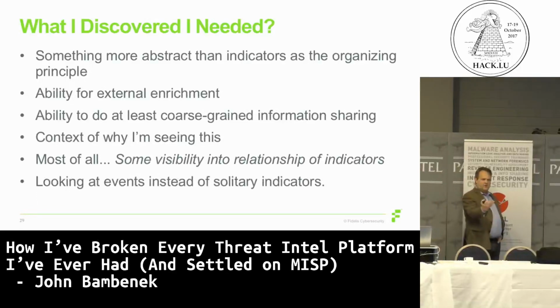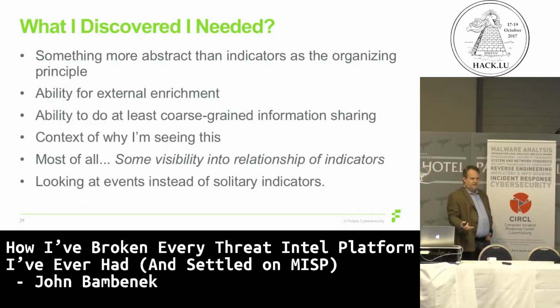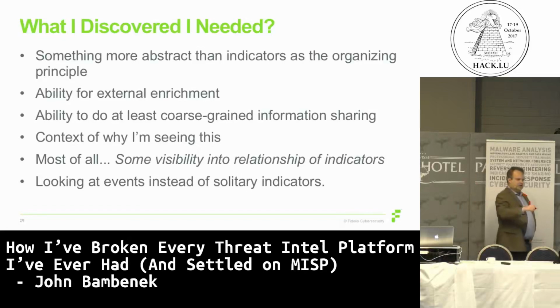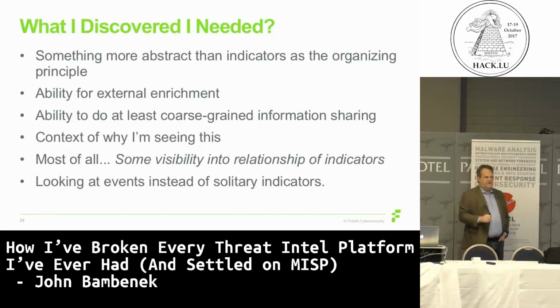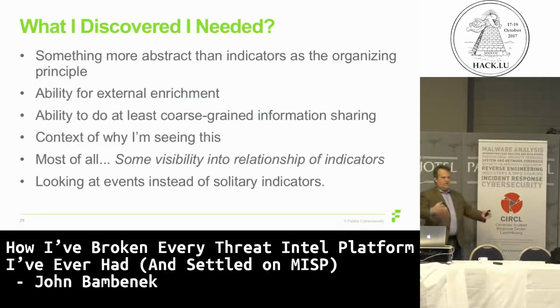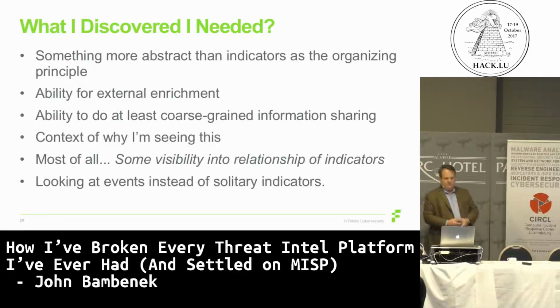But ultimately, that context of why I'm seeing this and some visibility into the relationship of the indicators, right? Storing it somewhere where I could say, you know what, this IP address is related to this registry key in this malware sample. Because at the end of the day, a malicious event is not just an IP address or a hash value. It's IPs that relate to domain names, to specific protocols of network traffic, to hashes, API calls, mutexes on the file system that all go into something bad that happens, and the relationship between those things is also very important. So, looking at events instead of solitary indicators.